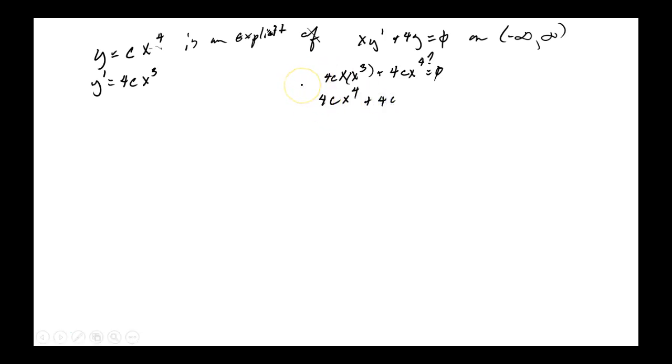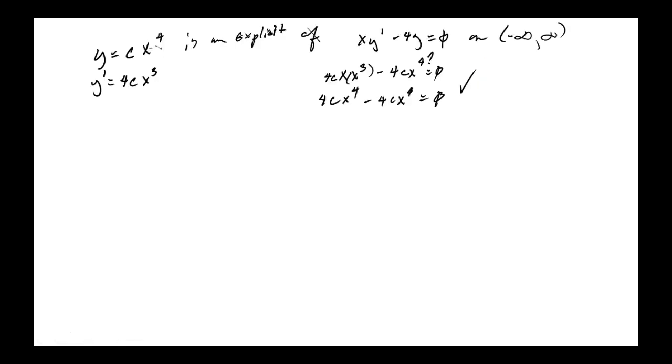Oh, wait a minute. Have I dropped the sign here? Yes, I did. Sorry about that. That's a minus sign there, a minus sign there, and a minus sign here. Yes, because this was not working out. 4c x to the fourth minus 4c x to the fourth, and that, of course, is equal to 0. That does check. We did verify that's a solution everywhere on the interval. Okay.